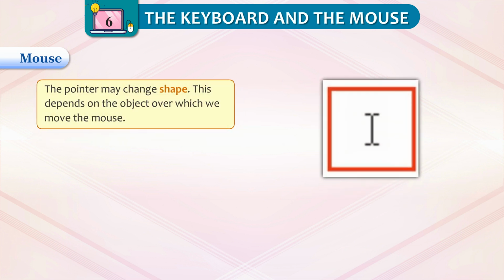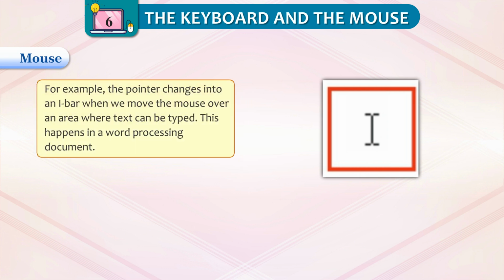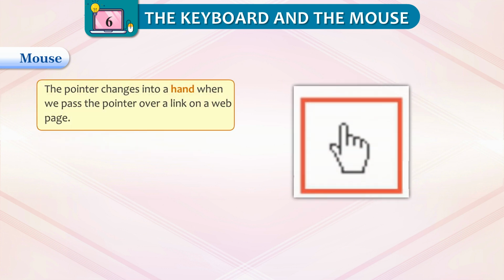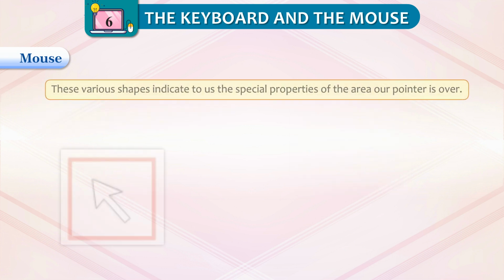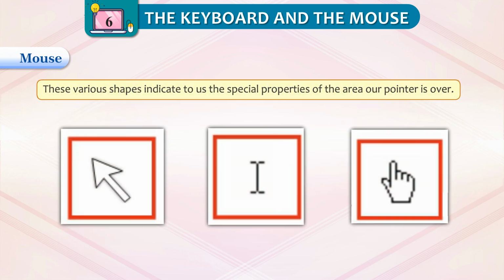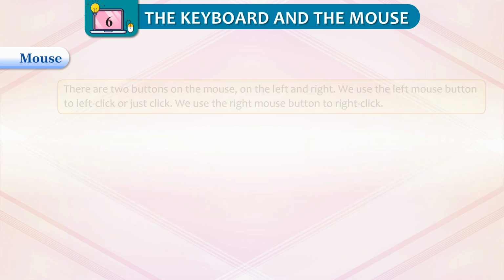The pointer may change shape. This depends on the object over which we move the mouse. For example, the pointer changes into an I bar when we move the mouse over an area where text can be typed. This happens in a word processing document. The pointer changes into a hand when we pass the pointer over a link on a web page. These various shapes indicate to us the special properties of the area our pointer is over.